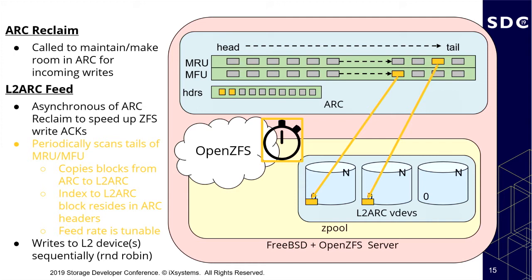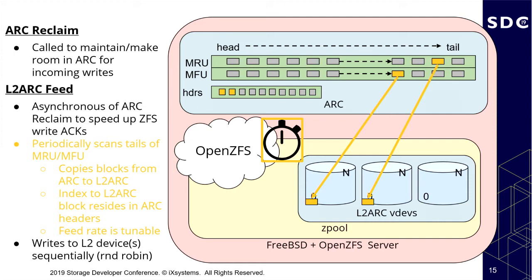So periodically, and these things in yellow are tunable, how often it is scanned, how much it scans, how many blocks it copies into L2ARC, it's all tunable. All three of those things combined are called the feed rate. The feed rate of L2ARC is tunable. So we're going to look close to the tails, and just imagine if there's a dotted line here, you're going to look at either more of the tail or less of the tail. That's called headroom. That's tunable.